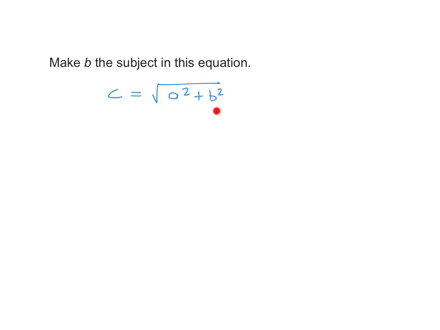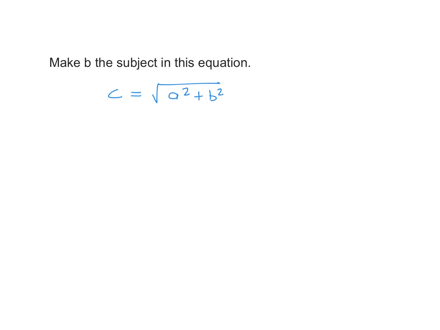Alright, last bit of practice for you. Make b the subject in this equation. There's b over there. We need to have b as the subject over here on the left hand side all by itself. Put the video on pause, give it a go, come back when you're ready. Alright, how did you go?